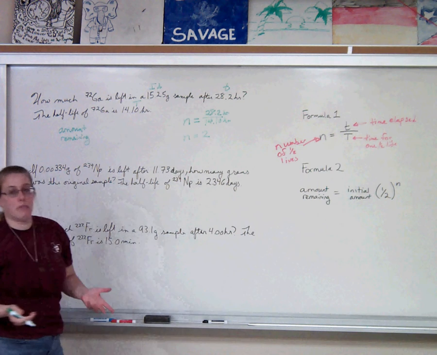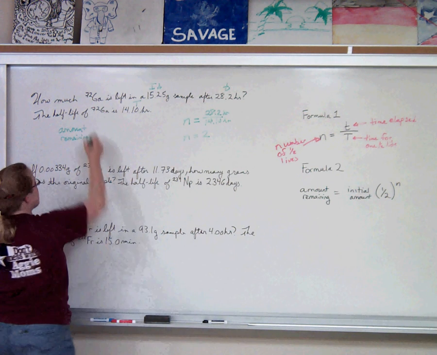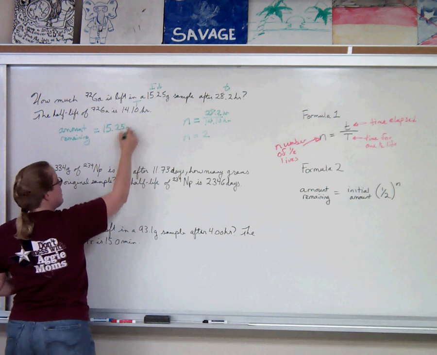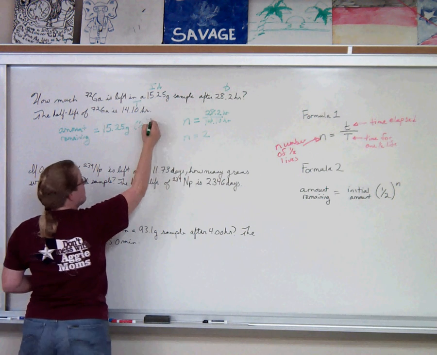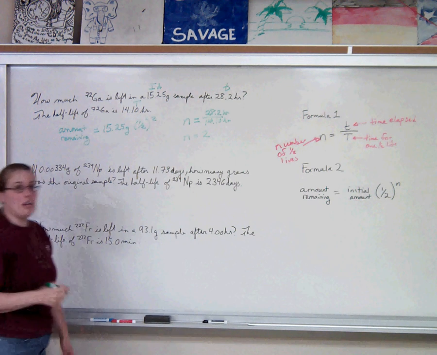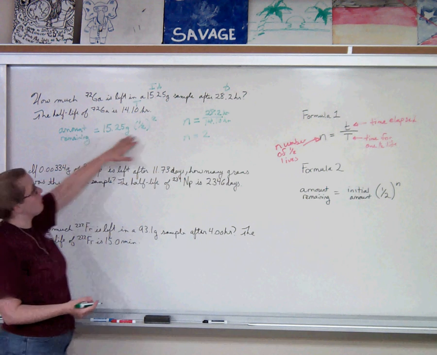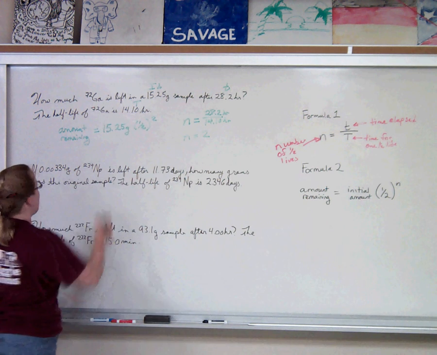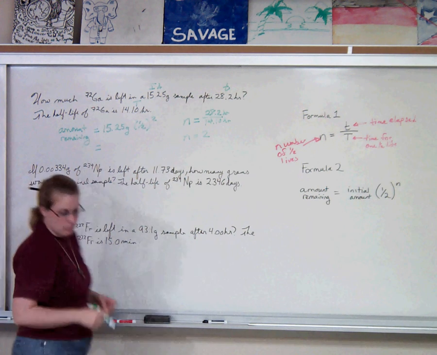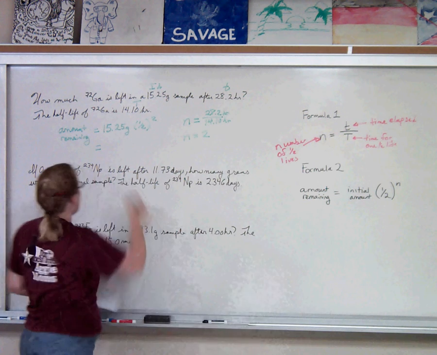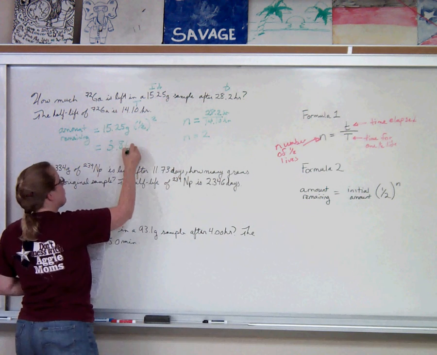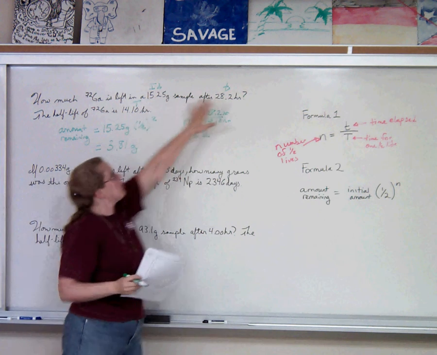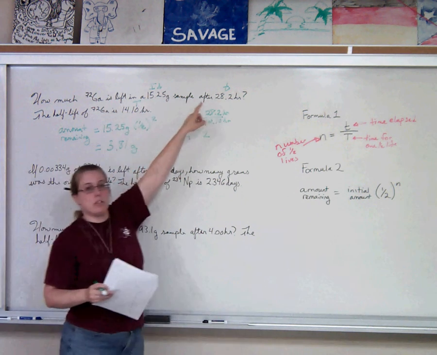28.2 divided by 14.1 is 2. So then the amount remaining equals our initial amount, 15.25 grams, times 1/2 raised to the 2. Basically it's 15.25 divided by 4, because 1/2 to the 2 is 1/4. That will give you 3.81 grams. You've got to round to 3 sig figs, because this number has 4, that number has 3, this number has 4. We go with the fewest, which is 3.